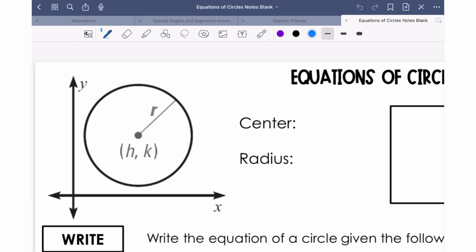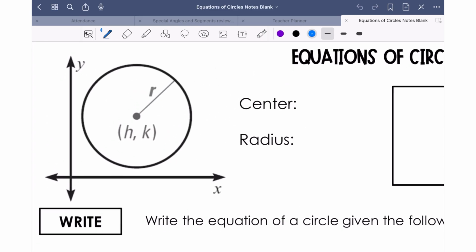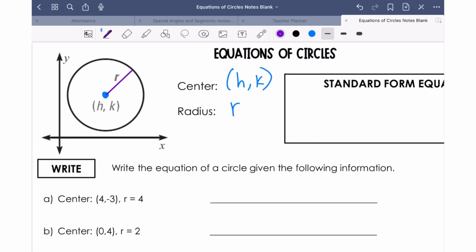Here I have a picture of the circle, and the center of the circle is going to be identified as the pair (h, k), as you can see on the picture right here. My radius is just going to be represented by r in the equation. And we know the radius goes from the center to the edge of the circle. And let's write the equation.